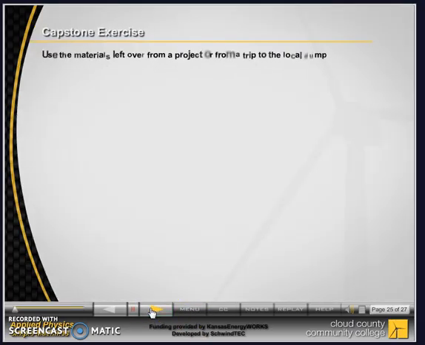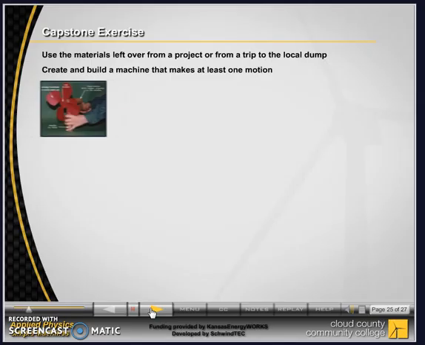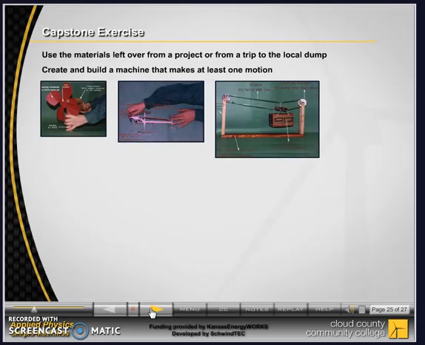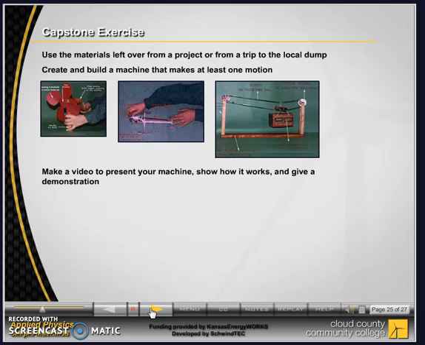Use the materials left over from a project or from a trip to the local dump. Create and build a machine that makes at least one motion. Oftentimes, as a final project in applied physics, students make a mousetrap car or similar small machine that moves, delivers something from one spot to another, etc. Then make a video to present your machine. Show how it works, and give a demonstration which you can record on video.